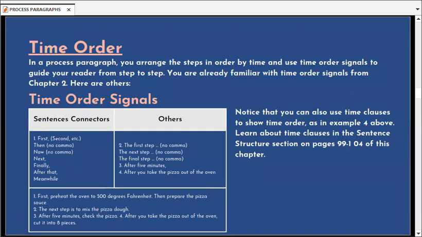Notice that you can also use time clauses to show time order, as in example 4 above. Learn about time clauses in the sentence structure section on page 99 of this chapter. Next.